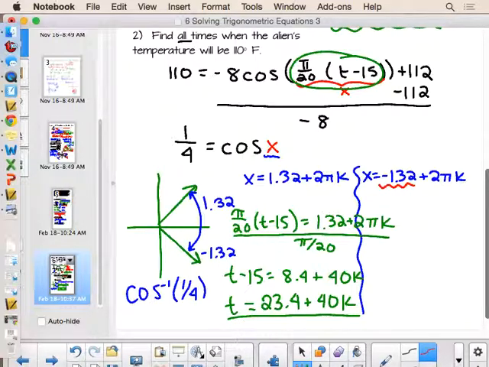My other solution, where I'm using a negative 1.32. The only thing that will be different is this value 8.4. So we're going to have t minus 15 equals, so negative 1.32 divided by pi over 20 is going to be negative 8.4. Again, still plus 40k. And then again, last thing to do is add 15 to both sides. And congratulations, once you have written down that negative 8.4 plus 15 gets me 6.596 plus 40k.